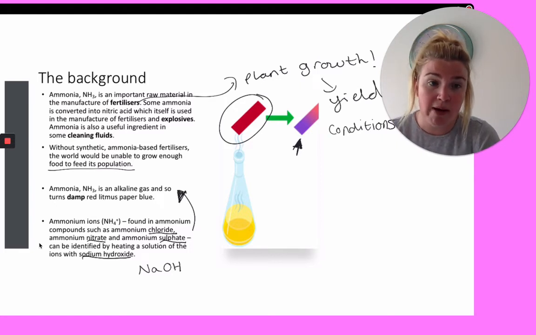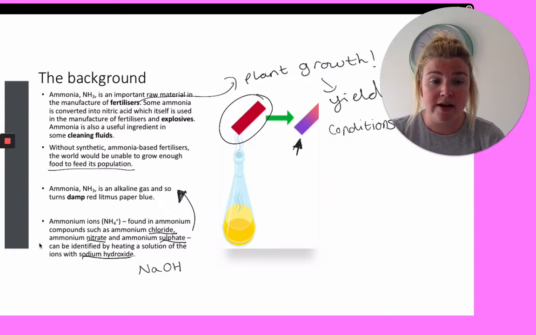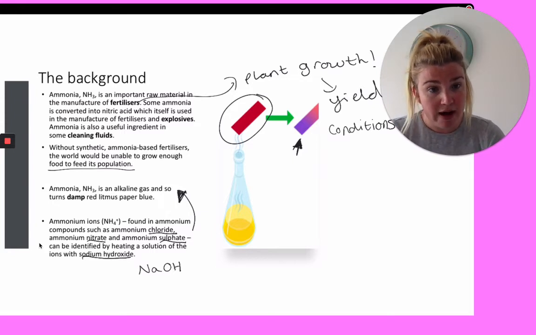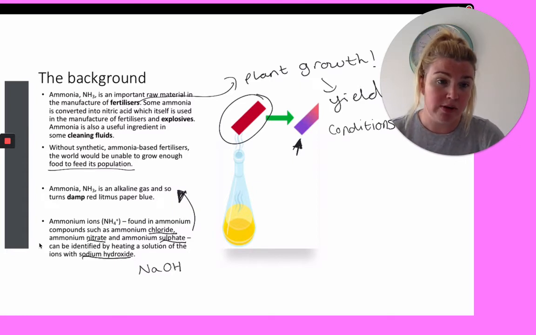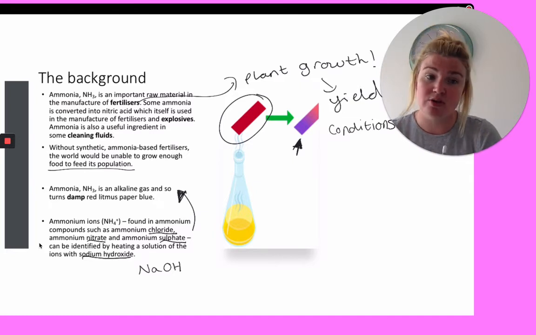So if it's in a compound, normally with chlorine to make a chloride, or with nitrogen, if it's already in a compound, then you need to heat it with sodium hydroxide and then just perform the same test. If you've just got ammonia on its own, then you don't need to heat it with sodium hydroxide, you just perform the test.